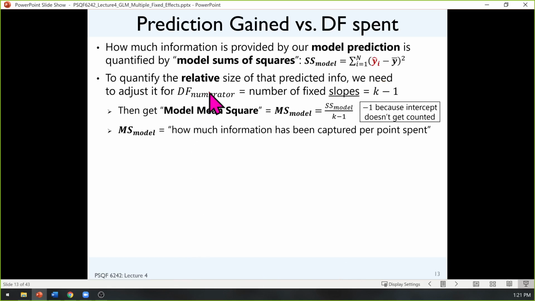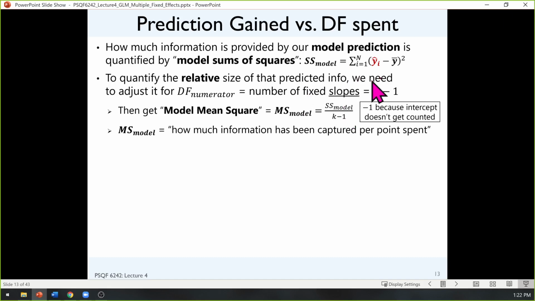Each piece, each section so to speak, the information that's been captured by the model versus the information that's still out there, each of those has to get weighted. And so that's where the degrees of freedom come into play. So, quantifying the relative size of the contribution: how much information did the model capture per slope it took to capture it? That's going to be one quantity that we pay attention to, and that's what's known as a mean square, because we're taking the information captured by the model and dividing by the number of slopes. So it's kind of like information per slope. It's a mean of sorts.